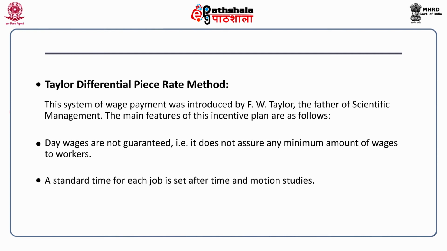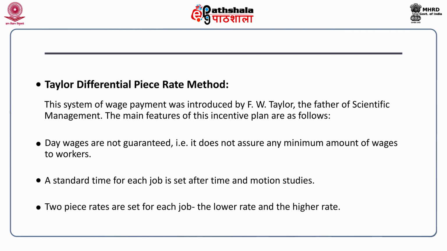A standard time for each job is set after time and motion studies. Two piece rates are set for each job, lower rate and higher rate. The lower piece rate is payable where a worker takes a longer time than the standard time to complete the work. Higher rate is payable when a worker completes the work within the standard time. In other words, lower piece rate is payable to inefficient workers while higher rate is applicable for efficient workers.